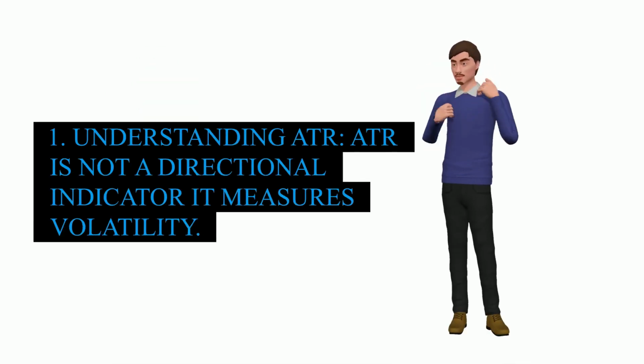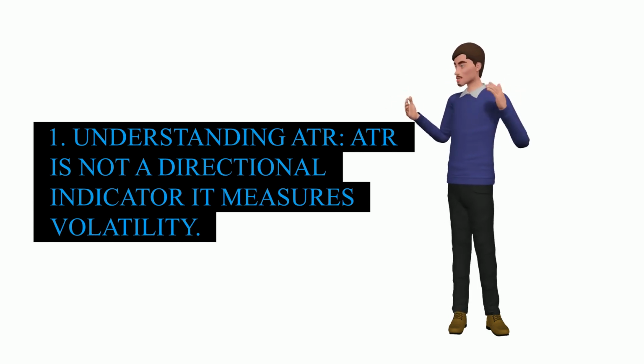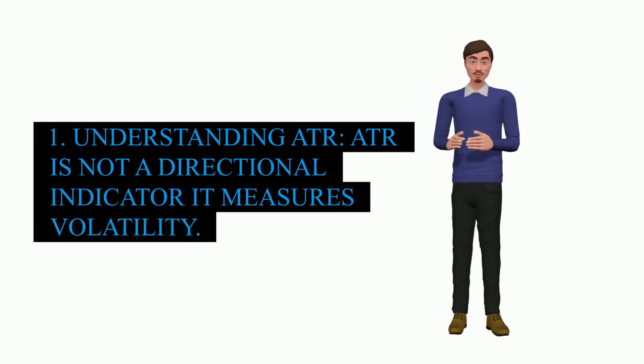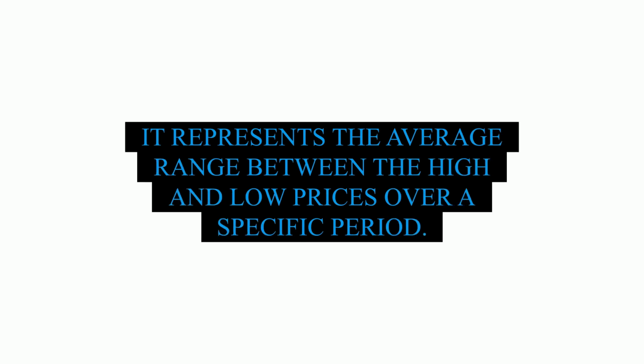1. Understanding ATR. ATR is not a directional indicator. It measures volatility. It represents the average range between the high and low prices over a specific period.